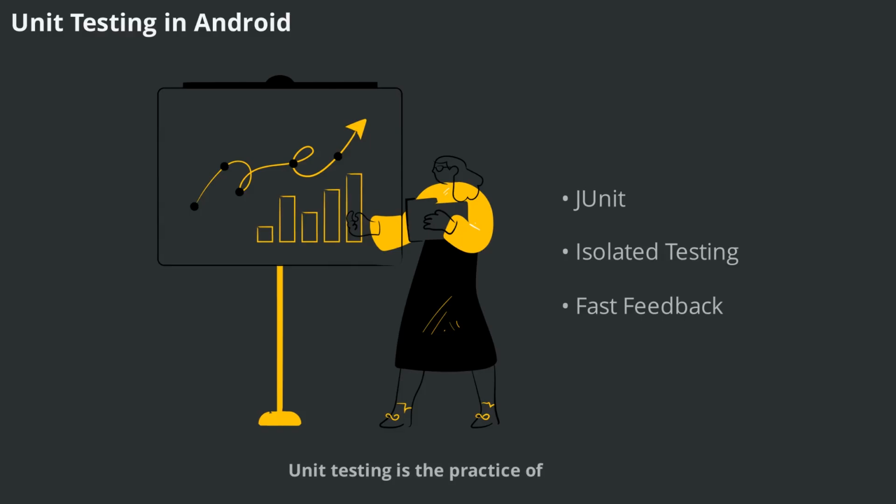Unit testing is the practice of testing individual components or functions in isolation. In Android, JUnit is commonly used for unit tests, which run on the JVM and are fast. Interviewers may ask you to write or explain unit tests for your code.